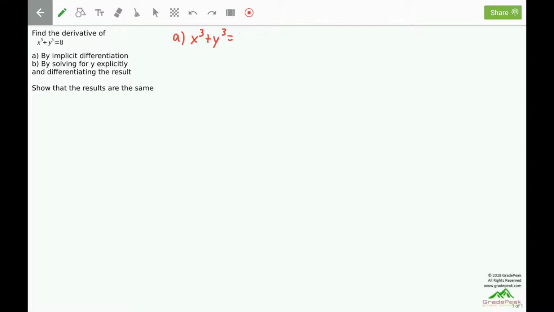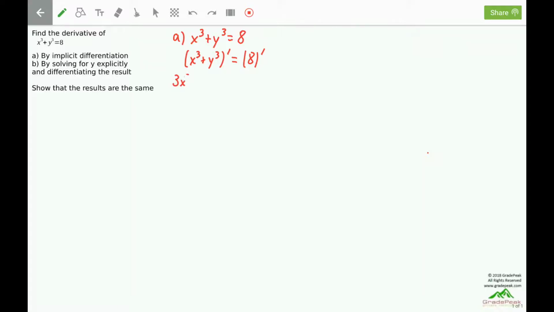Implicit means it's not solved for y in terms of x, but y and x are related to each other through the equation. We can find the derivative of this using implicit differentiation, which means just take the derivative of both sides with respect to x, indicated by a prime on both sides. The left side is an addition of functions. We have x cubed plus y cubed. We can take the derivative of each of those functions separately.